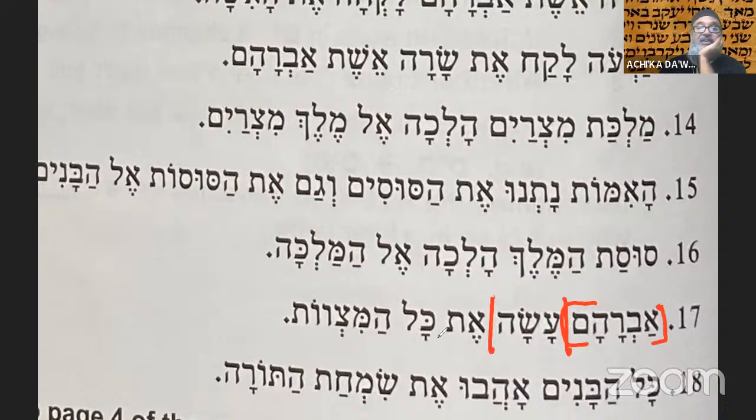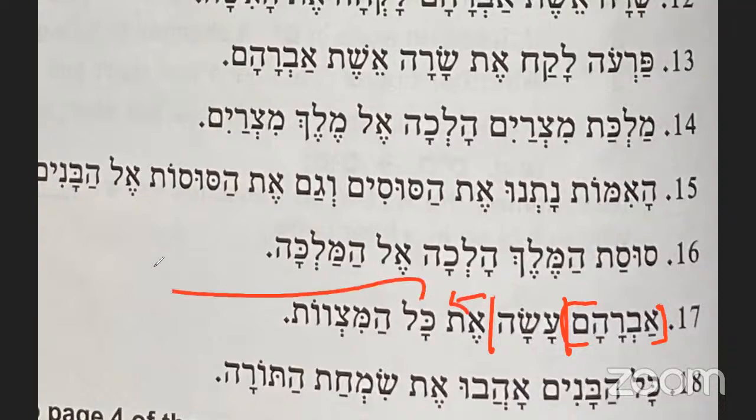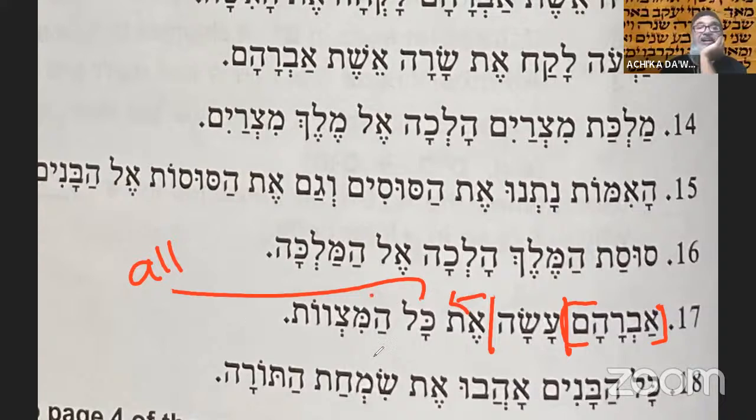Okay. He, what? Eth, meaning an arrow, what? Kol. And what does kol mean? All. It's easy to remember. He made all what? The mitzvot. Okay.